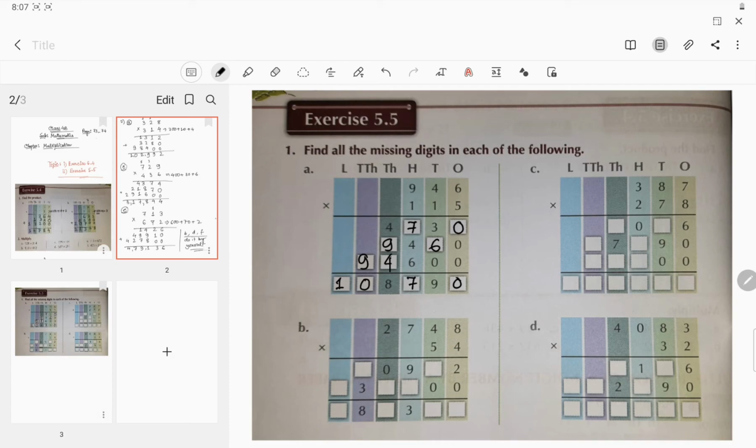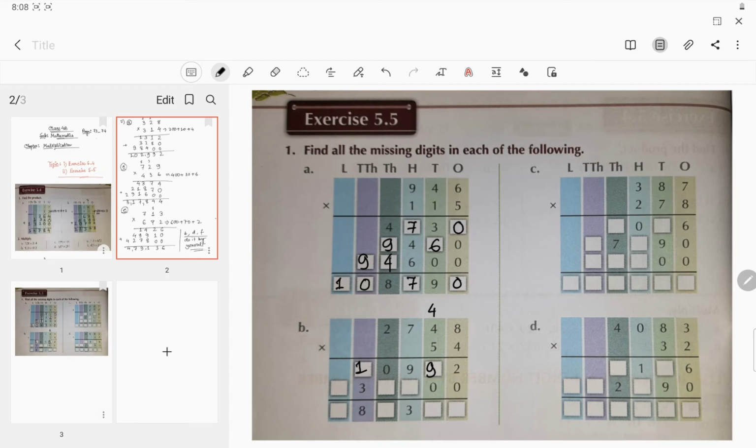4, 8, 32. So write down 2 here and carry 3. 4, 4, 16. And 16 plus 3 is 19. So I have written 9 here and carry 1. 4, 7, 28. 28 plus 1 is 29. Now written here 9 and carry 2. 4, 2, 8. 8 plus 2 is 10. So in this space it will be 1. Now 5, 8, 40. So it will carry 4.